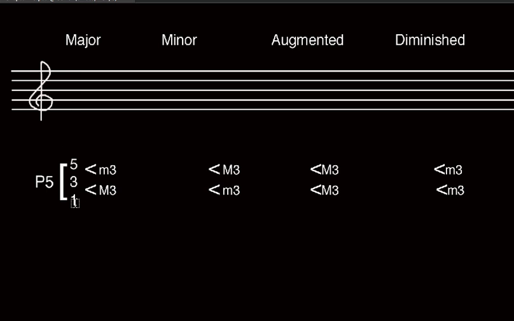So the bottom note to the third is going to be a major third interval. Then from the third to the fifth, or the second to the third note, is going to be a minor third interval, and that is going to give us a major triad.